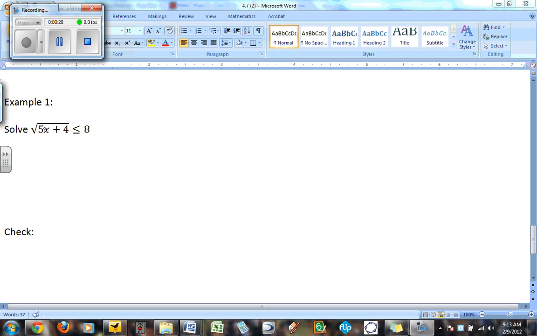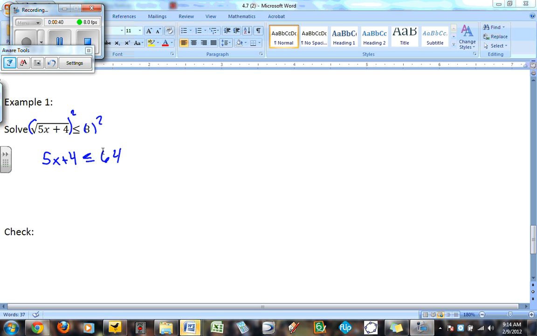But first of all, we're going to solve it like normal, just like we did when we had absolute values. So I'm going to square both sides. And I'm left over with 5x plus 4 is less than or equal to 64. And we'll subtract 4 to solve for x. So 5x is less than or equal to 60. x is less than or equal to 12 after I divide by 5.